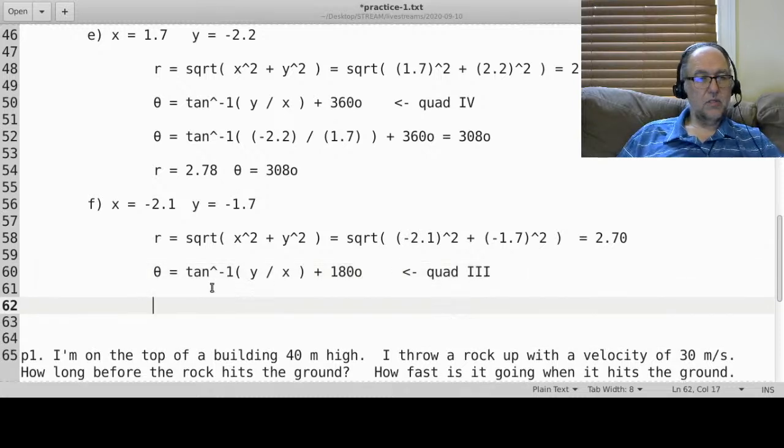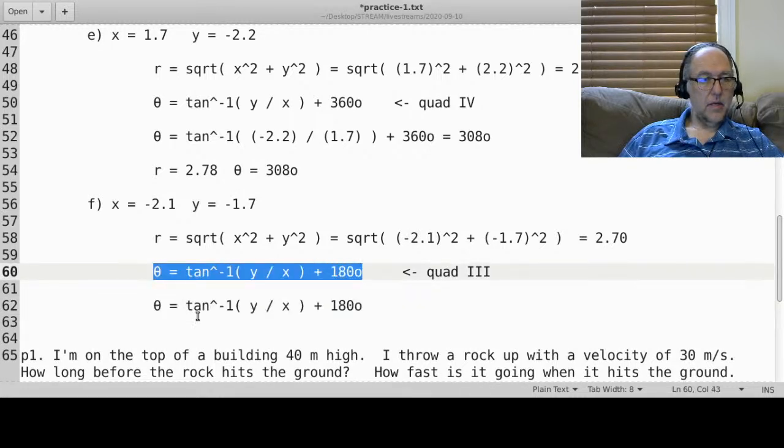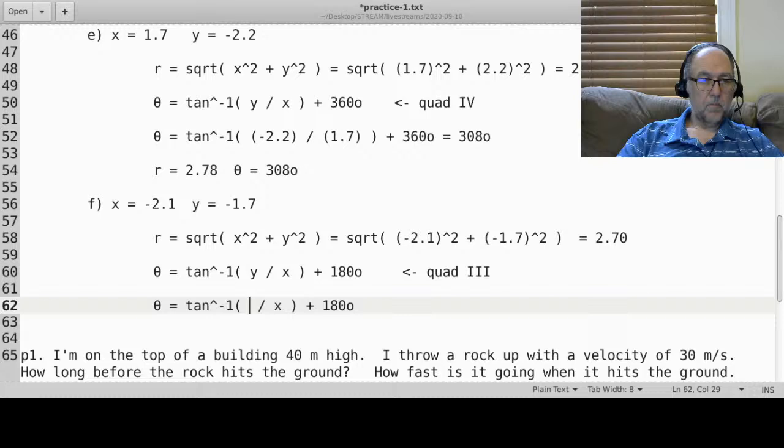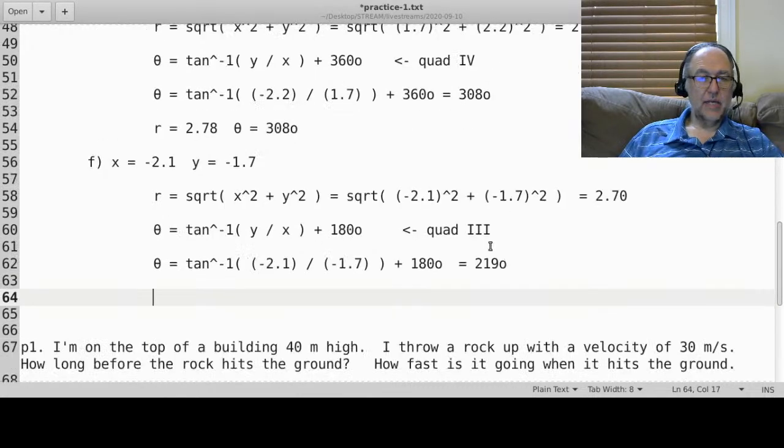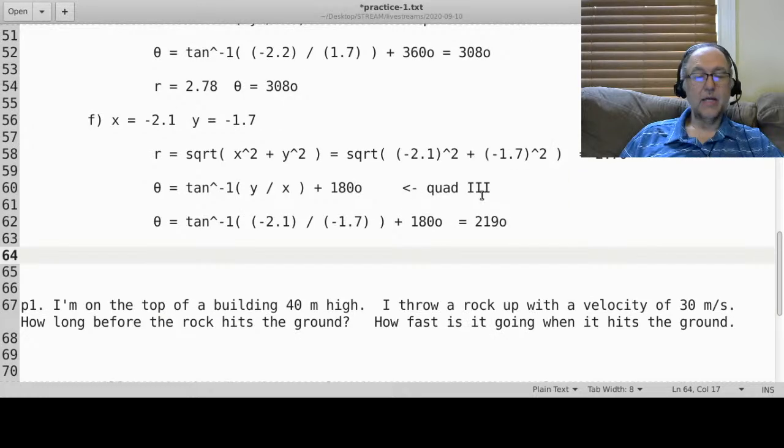Okay? And so substituting in the numbers, negative 2.1, negative 1.7, like that. Okay, and that gives you a number. That gives you the value of 219 degrees, like that. Okay, is 219 in quadrant 3? Yeah, quadrant 3 is from 180 to 275. Okay, so there you go.